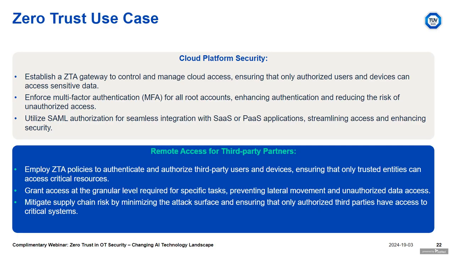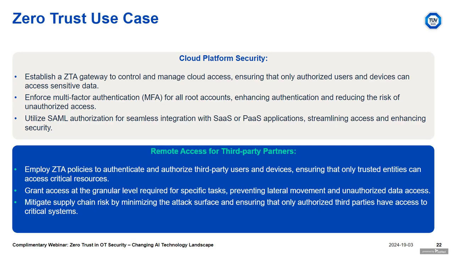Ensuring only authorized users and devices can access this sensitive data is part of the zero trust actions you can take. Also, if you're using it for cloud platform security, enforcing multi-factor authentication for all root accounts will definitely reduce your risk of unauthorized access. As an additional layer, utilizing SAML authorization for seamless integration with your SaaS or PaaS applications will help in streamlining the access and enhancing the security. So consider this the direct use case of zero trust for our cloud security platform.